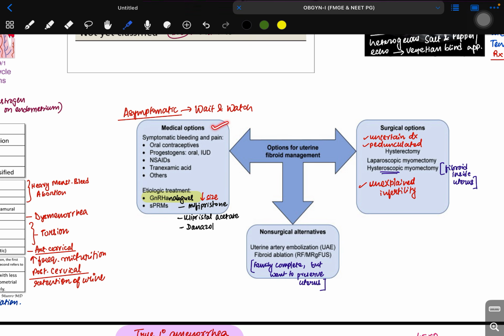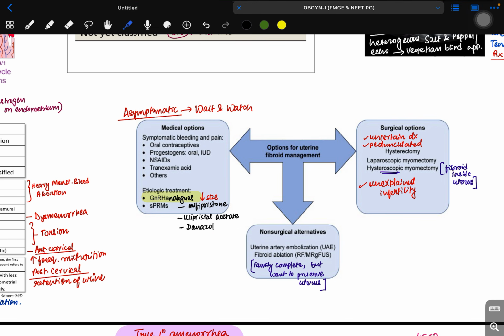What are the medical options available? If there is symptomatic bleeding and pain, we have to give oral contraceptives, oral progesterones and IUCDs, NSAIDs, tranexamic acid. For etiological treatment, we can give GnRH analogs. What will it do? It will decrease the size. Or we can give mifepristone, ulipristal acetate, danazol, all these things.